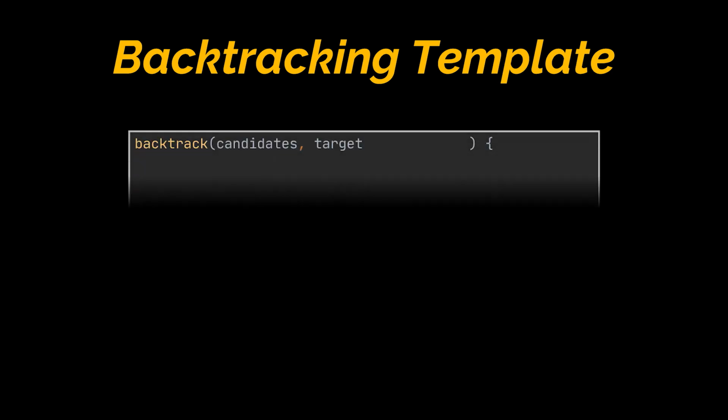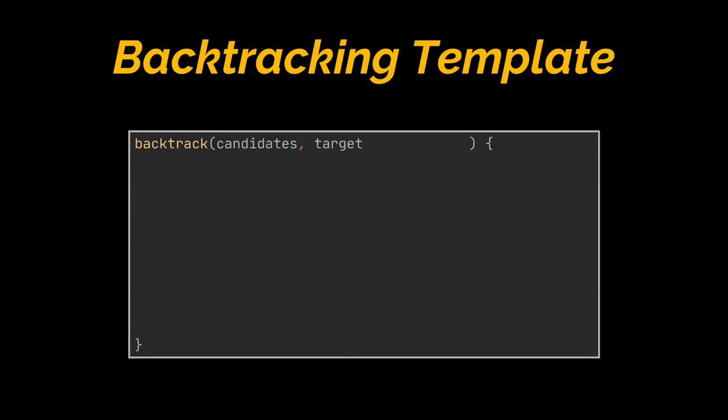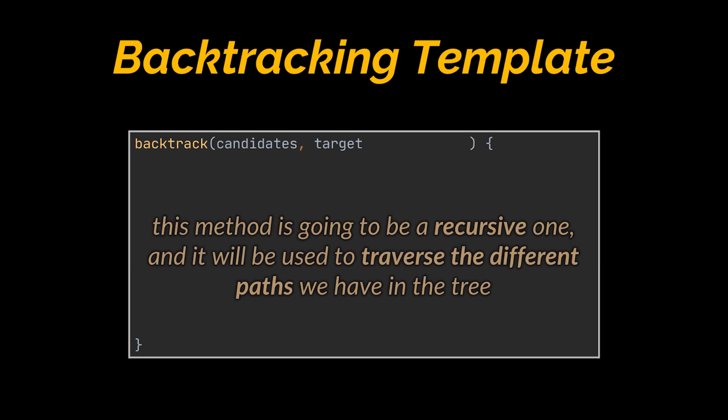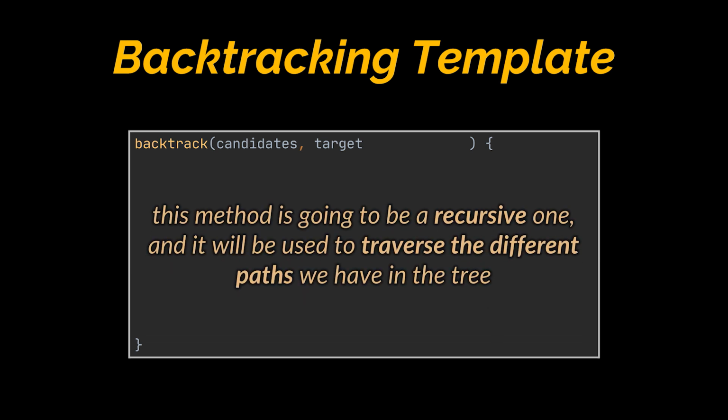Now, before attempting to implement any backtracking algorithm, let's try to come up with a small template, a pseudocode that we will be able to use with almost all our backtracking problems. So, our backtrack method should at least be given the target we are looking for, which in our example was the word life, and the list of candidates we are supposed to be searching in. Previously, this was the tree of characters. Okay, we already know that this method is going to be a recursive one, and it will be used to traverse the different paths we have in the tree.